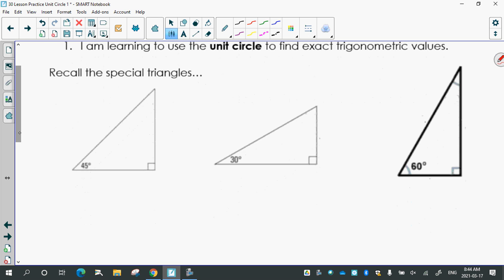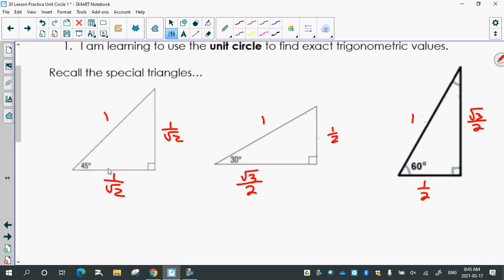So recall the special triangles, the 45 degree sides were 1 over root 2, 1 over root 2, and r was 1. The 30 degree, the longer side is root 3 over 2, and the shorter one's 1 half, and that hypotenuse is 1. And the 60 degree is the reverse of that, the shorter side is 1 half, and the longer side is root 3 over 2. So those are our three special triangles that we learned yesterday. You guys did a really great job with them, drawing them.